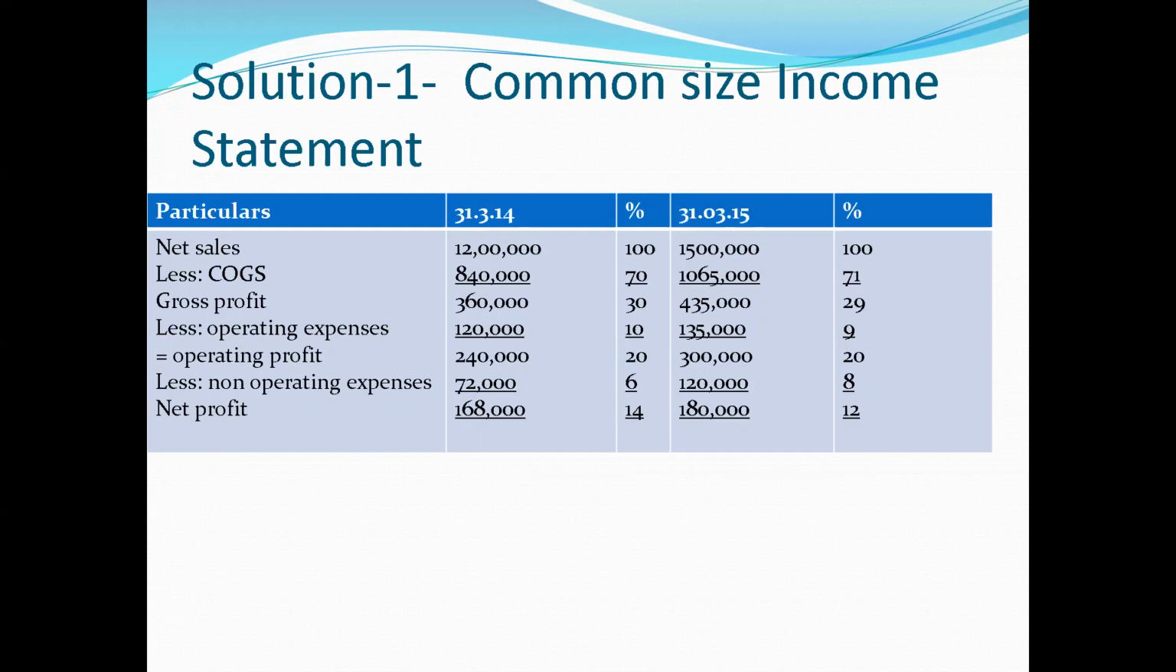First, net sales is given in the question as 12 lakh and 15 lakh. So we will take 12 lakh as the base for 2014 and 15 lakh as the base for 2015. Then cost of goods sold is given in the question. We'll deduct cost of goods sold from net sales and we get the gross profit. Then we'll deduct the operating expenses and we get the operating profit. At last, we'll deduct the non-operating expenses and we get the net profit for both the years.